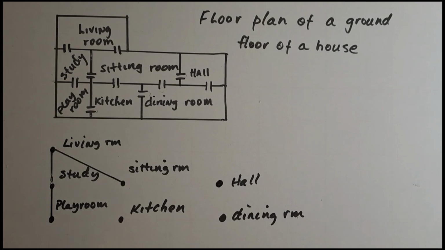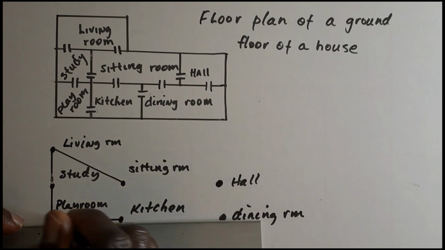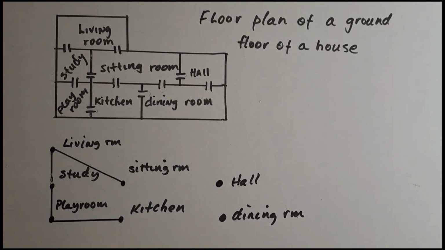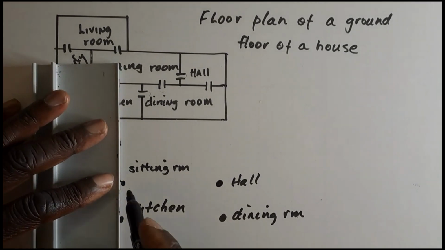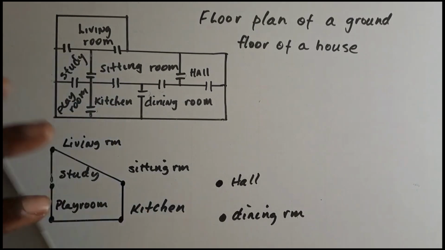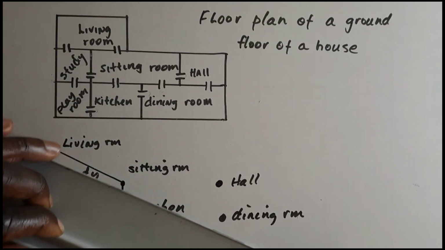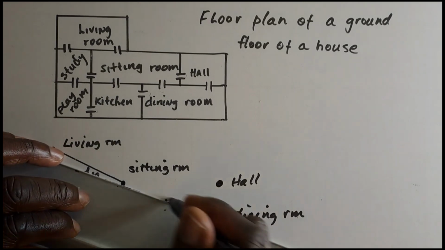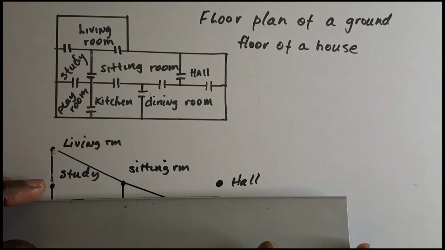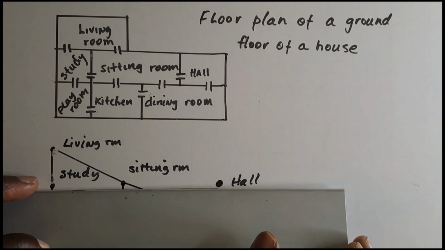From the playroom, we can get to the kitchen to the right. And so we have one edge going along here. And from the kitchen, we can get access to the sitting room, or we can say that the sitting room, we can get access to the kitchen, the dining room, and the hall. So let's put it that way. So from the sitting room, we have access to the kitchen, the dining room, and the hall.